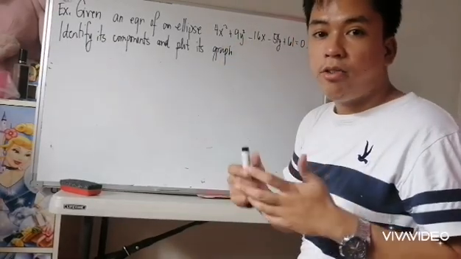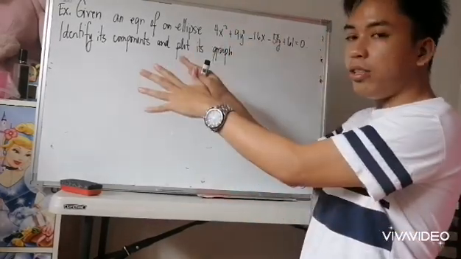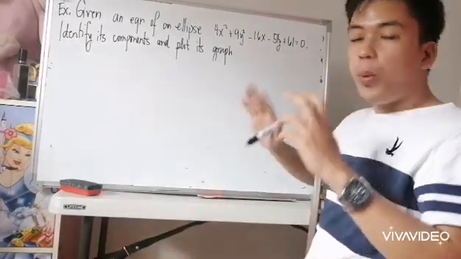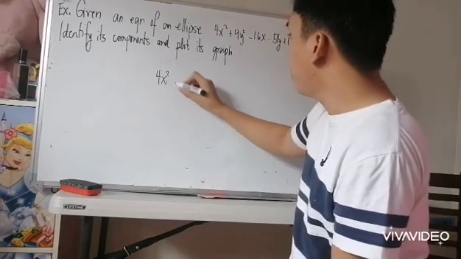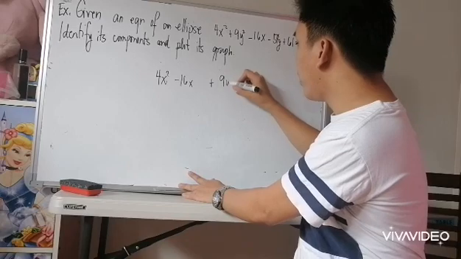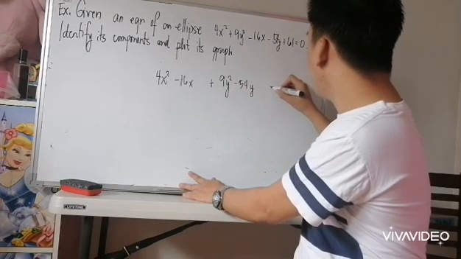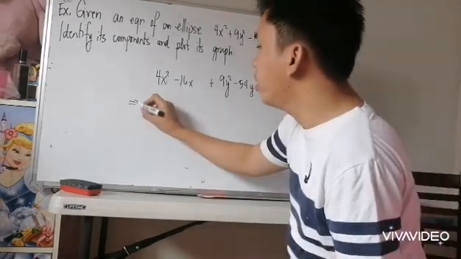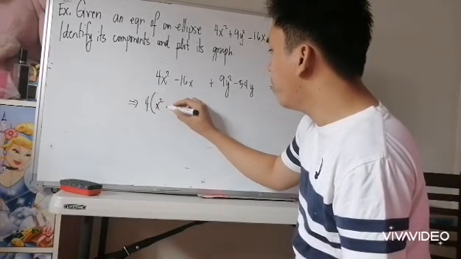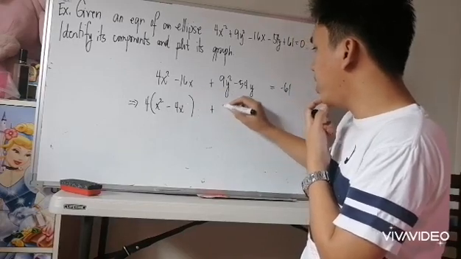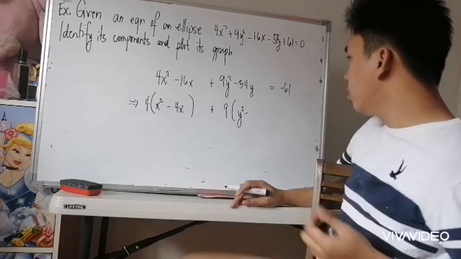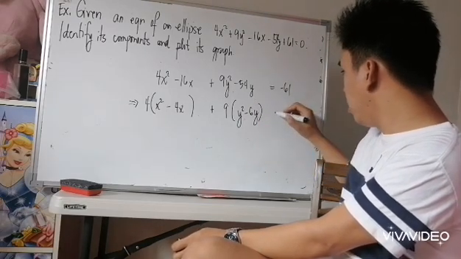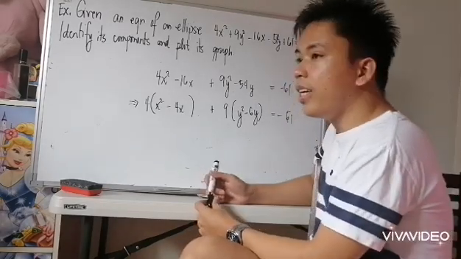However, it's actually written in a general form. When we say general form, everything is written on the left side equals 0. Now, we'll transform this into a standard form of the ellipse. In order for us to do that, we're going to group the terms. So I have here 4x squared minus 16x, and I also have 9y squared minus 54y equals negative 61. For me to easily do that, I will factor this out: 4 times x squared minus 4x, and 9 times y squared minus 6y, equals negative 61.